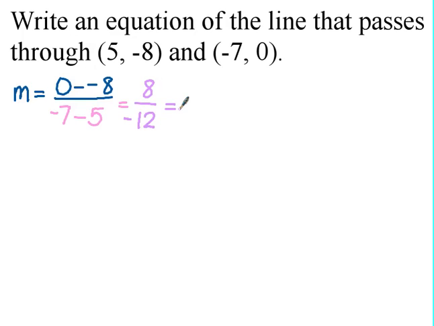So what number both goes into 8 and 12? 4. So really, what would this fraction reduce down to? Yep. So negative 2/3. Ooh. But that's okay. So my equation is going to look like this. Y equals negative 2/3 x plus b.